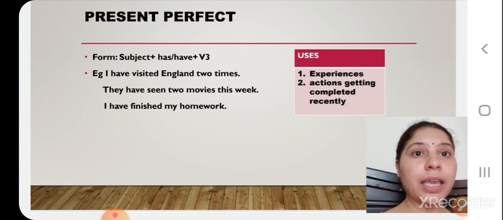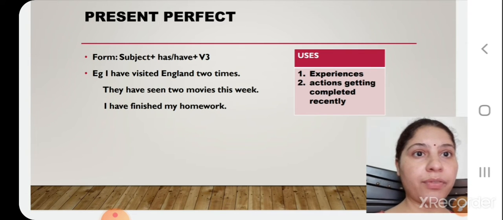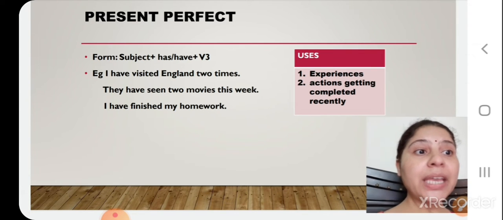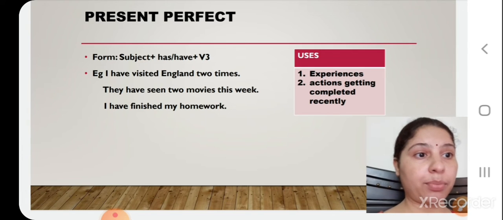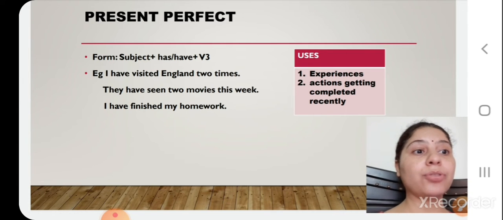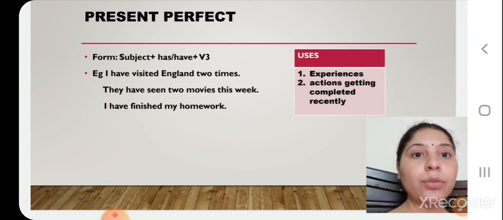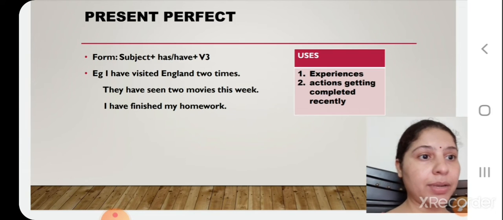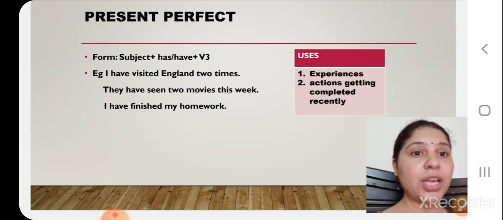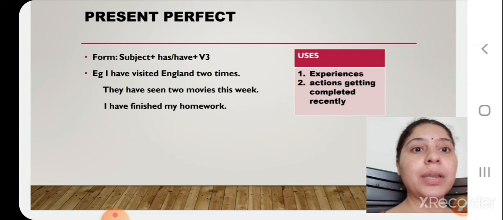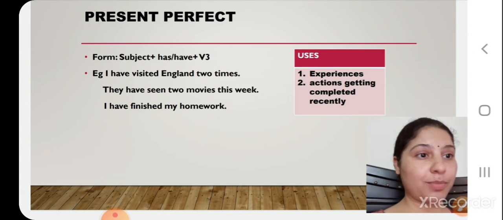Right? In that sense, children, present perfect tense is used. Something has been perfected in the present. Something has been finished in the present context. It has not become a thing of the past. Now the third sentence, I have finished my homework. That refers to an action getting completed recently, just now. When a child completes his homework, he says this to his mom, I have finished my homework.